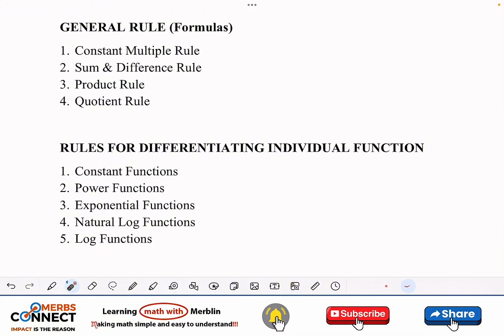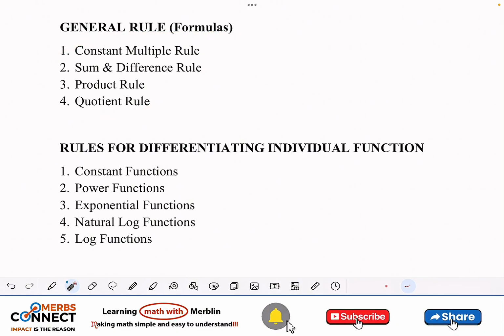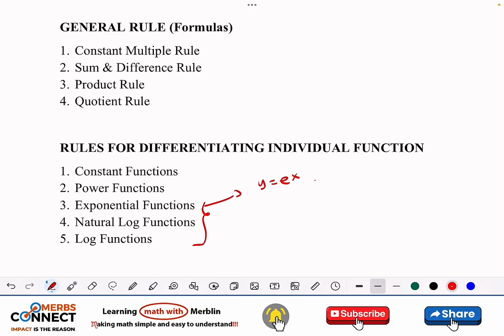So now let's look at the general rules. So still we have the constant multiple, sum and difference, product rule, and quotient rule. And the rules for differentiating individual functions, we've added new three to it, right? So now we added an exponential function, and we said if y is equal to e to the power x, then this implies that y prime is equal to x prime, meaning that I'm differentiating x. So let me write it in this form, then times e to the power x.